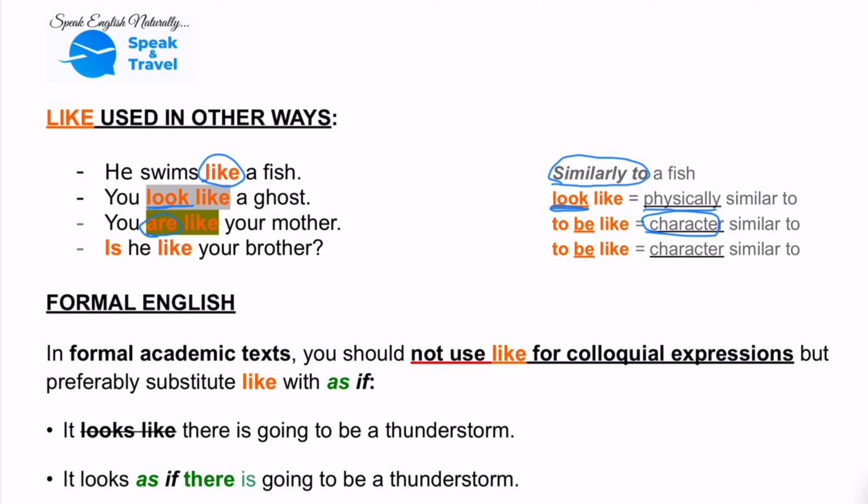And the same in the interrogative, which is often less obvious. Is he like your brother? Means is his character like your brother's character? So look like is a physical thing. Be like is character. But if I say he swims like a fish, it means he's similar to a fish.